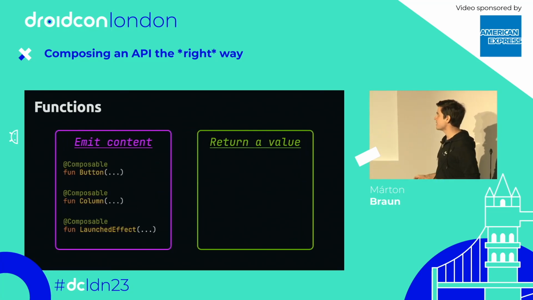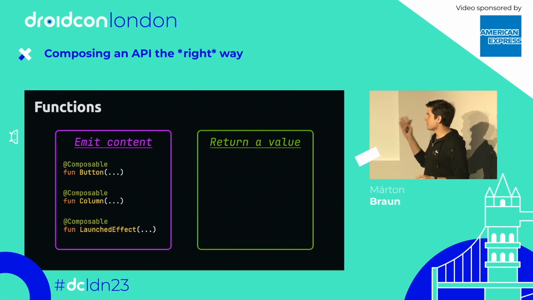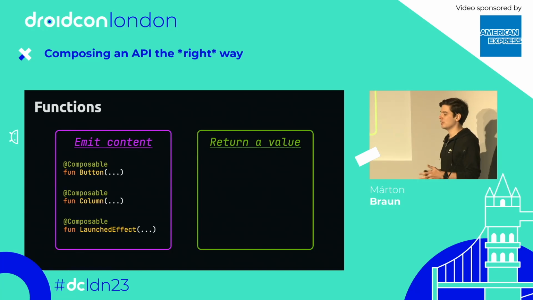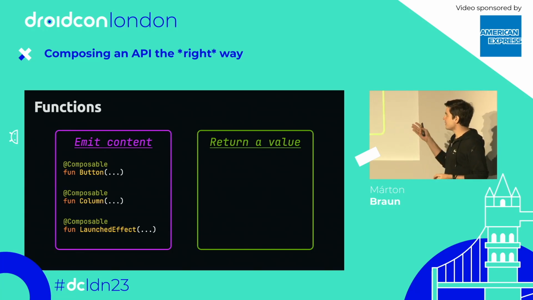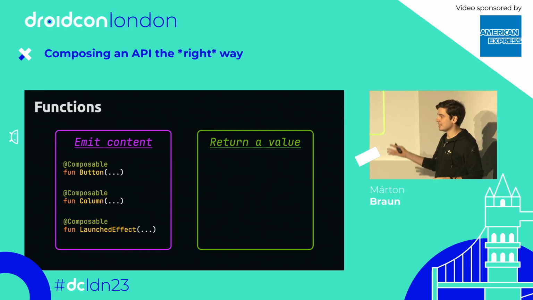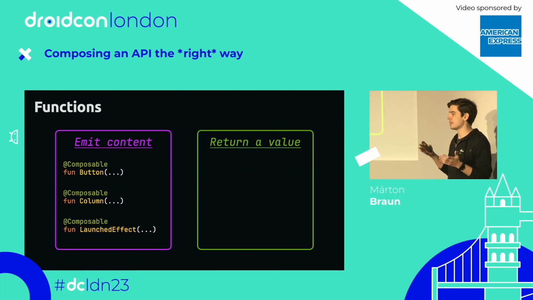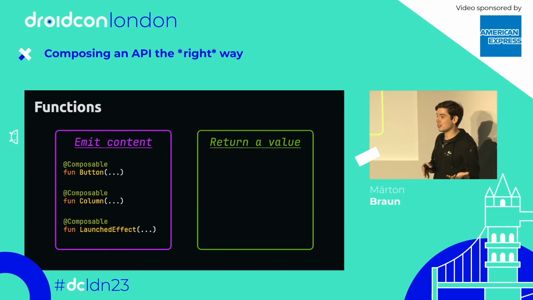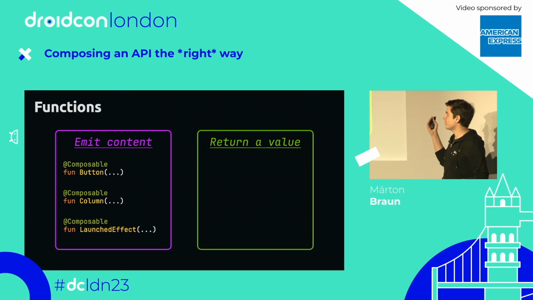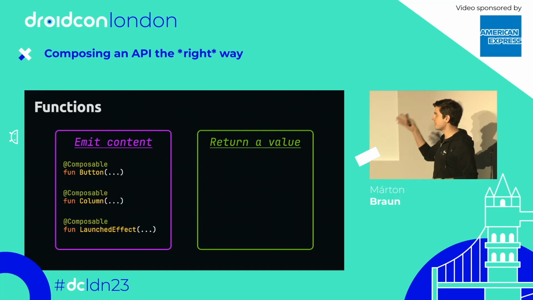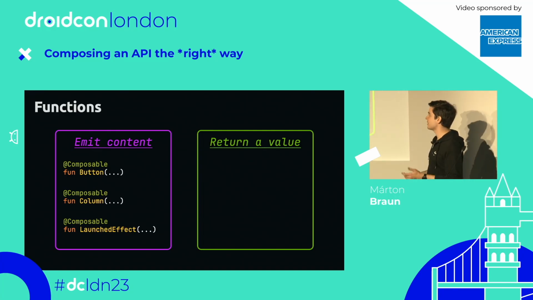On the emit content side, we have the composable functions you might think of first. So things like button and column, all of these things that create UI. And all of these things are some kind of entity. So as a result of these functions being called in your composition, nodes will be emitted into the composition, and a thing will exist. So it's really important that these are named as nouns. So button, column, all of these are nouns.